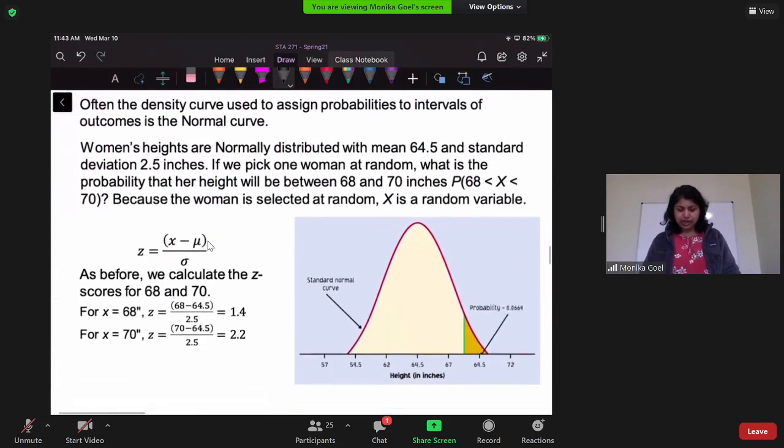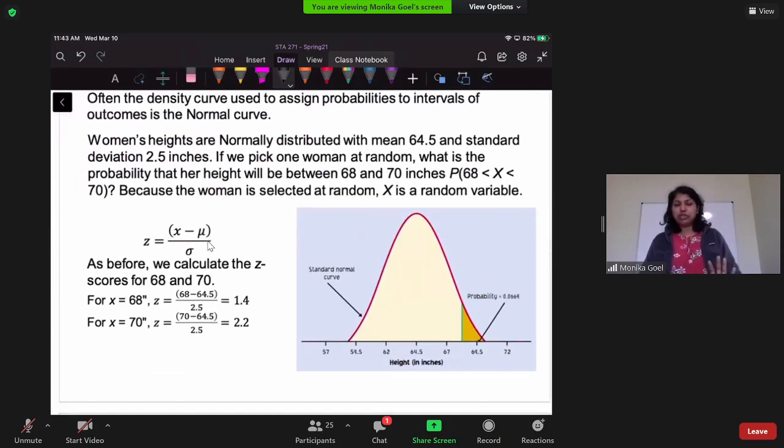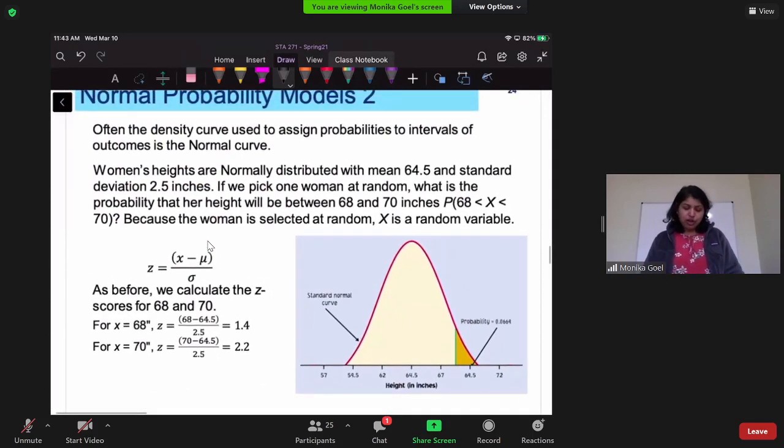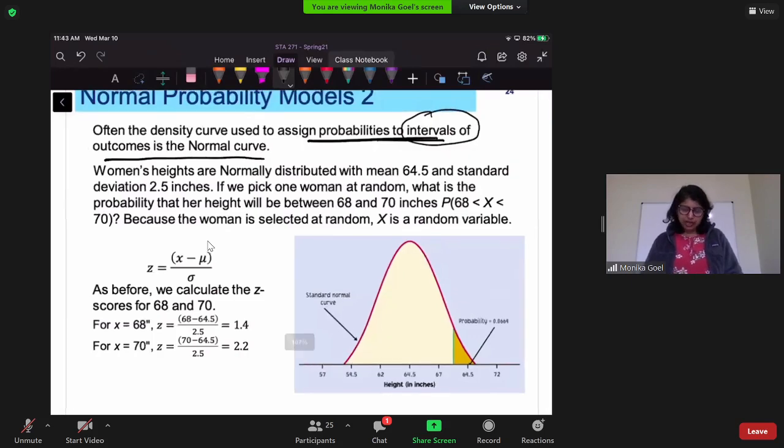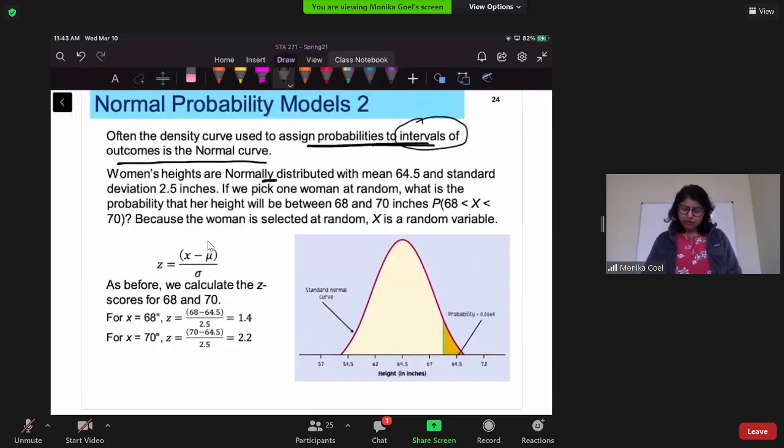Let's look at the next example, which is talking about the same thing we did earlier. So often the density curve is used to assign probability to intervals of outcomes in the normal curve. And again, when you are talking about a density curve, we are talking about a continuous probability model. And in continuous, we talk about the range or the interval. So here is an example. Women's heights are normally distributed with mean 64.5 and standard deviation 2.5. If we pick one woman at random, what is the probability that her height will be between 68 and 70?